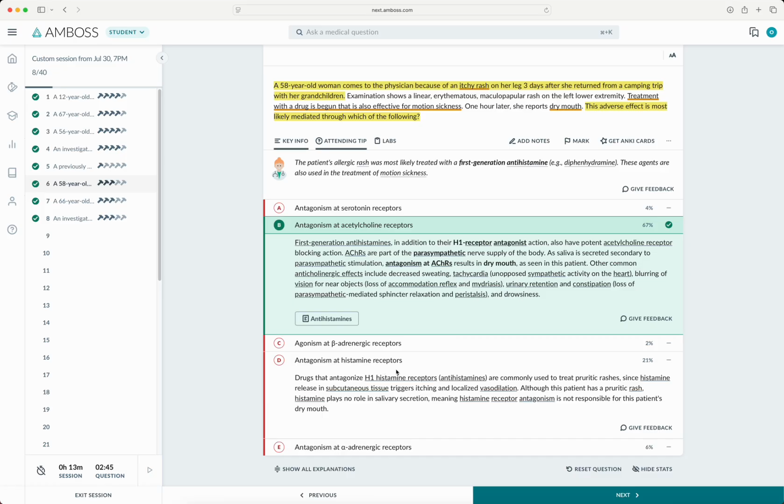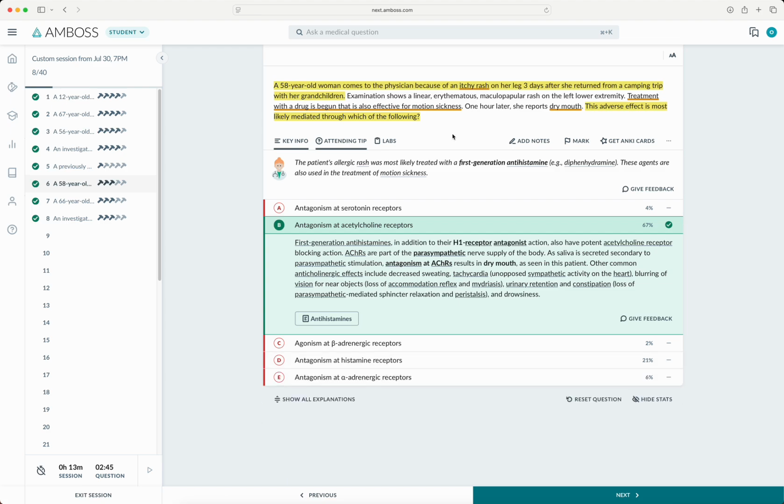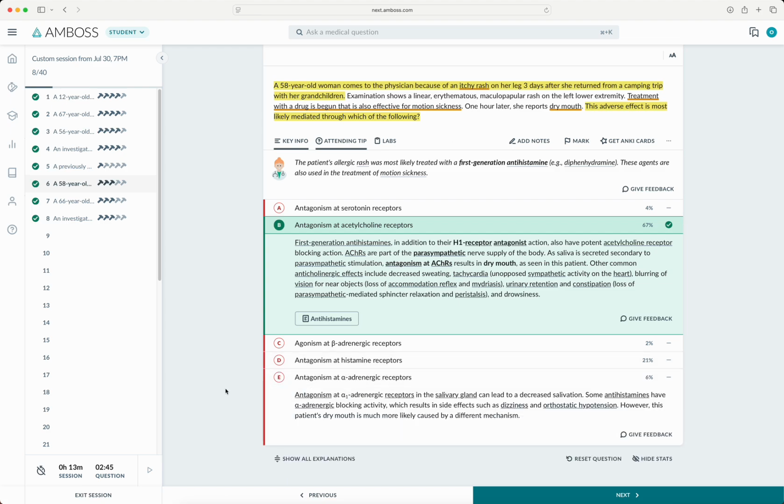And it causes vasodilation. So antihistamine, H1 receptor blockers, treat rashes. That's it. Next one. So 6, antagonism at the alpha adrenergic receptor. Antagonism at the alpha adrenergic receptor causes decreased salivation at the salivary gland. That's all you need to know.